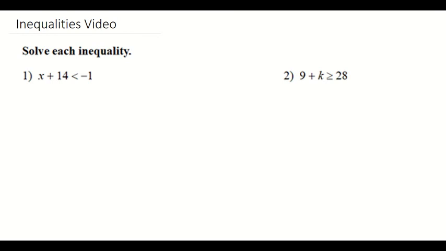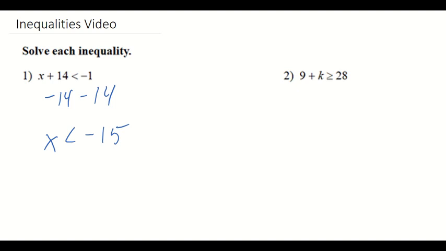So our basic inequalities, like number 1 and 2 here, all you have to do is perform operations on both sides of the inequality, just as you would on an equation. For example, in number 1, since 14 is being added to x, we subtract 14 from both sides, and we end up with our solution set as x is less than negative 15. And of course, we're going to be writing our answers in interval notation.